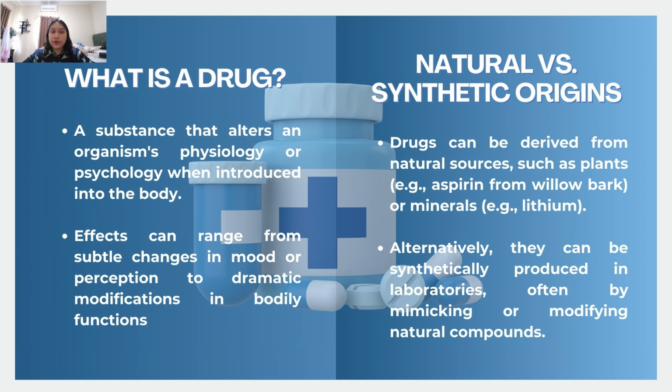It is important to note that drugs can have different origins. Some drugs come from natural bounty, such as aspirin, which can be extracted from willow bark, or lithium, a naturally occurring mineral. On the other hand, many drugs are synthetically produced in laboratories. These synthetic drugs may mimic the structures and functions of naturally occurring compounds or represent entirely novel creations.